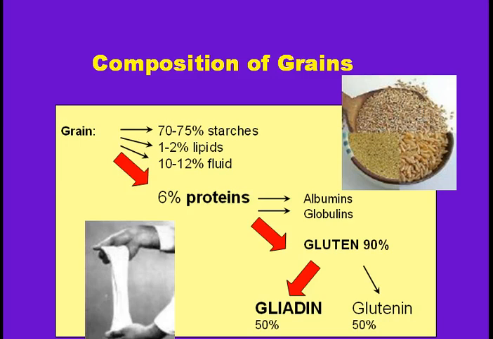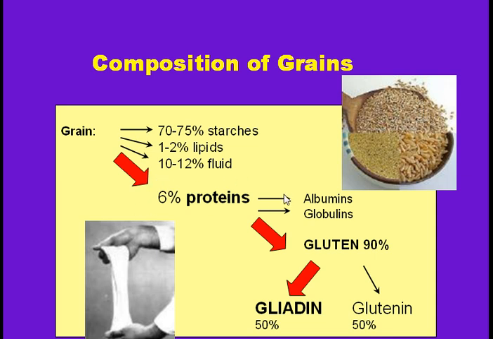So we are going to talk about gluten and understand what gluten is, and for that we are going to show you the composition of our grains. When we look at grains, 70 to 75% of them are made of starches, that's the carbohydrate part. 1 to 2% are lipids, this is the fat part, and 10 to 12% is the fluid, the water part we could say, and 6% is made of protein.